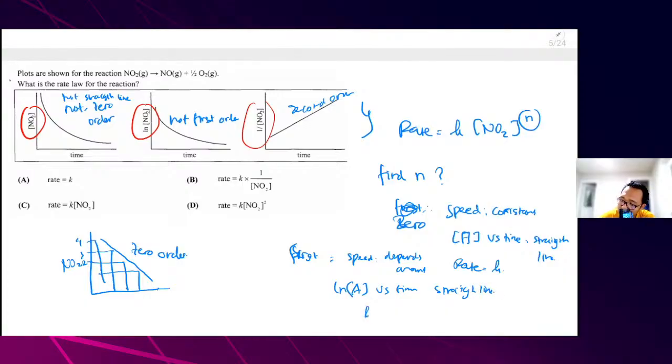The rate law is k[NO2]. And the second order: same, but the speed is faster than the first order. However, 1 over A versus time will be a straight line, and the rate is k[NO2] squared.